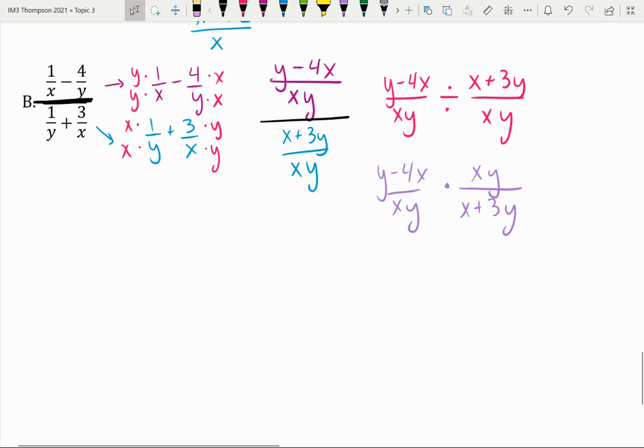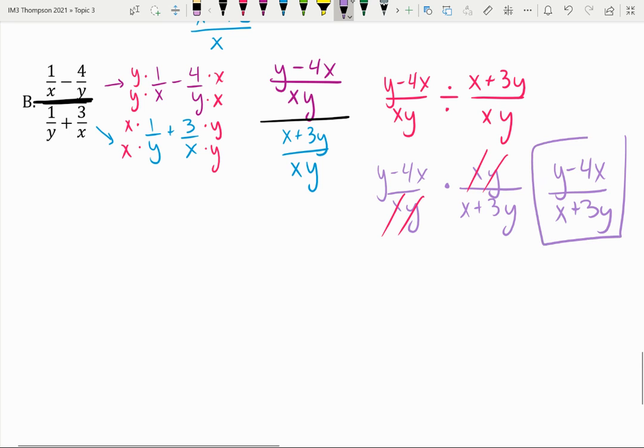Reduce up and down if possible, or diagonal if possible. Now I can't reduce up and down because I don't have an x in everything, or I don't have a y in everything. Same thing on this side. But I can reduce diagonally. These x's will cancel and the y's will cancel. And I'm left with just one simplified fraction of y minus 4x divided by x plus 3y. Okay, that is going to wrap up our 3-4 notes.